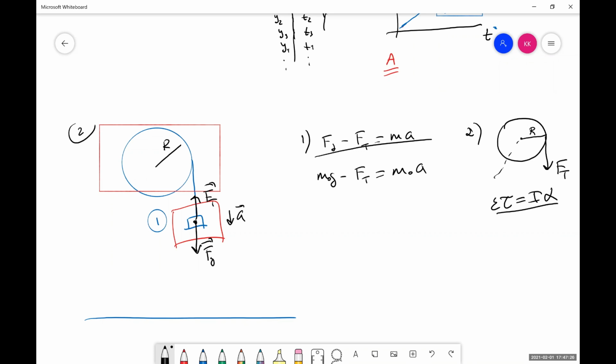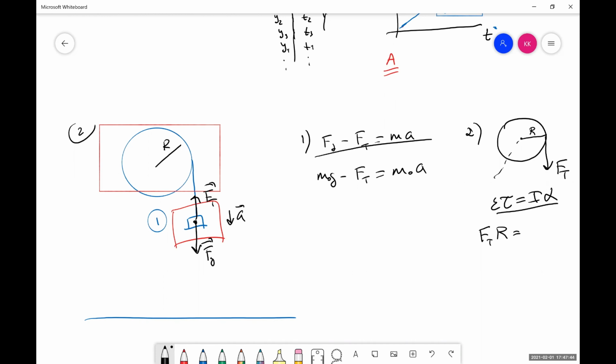Well, I only have one force. Remember, torque is the force times distance, so F_T times r. And this is equal to the moment of inertia times the angular acceleration.